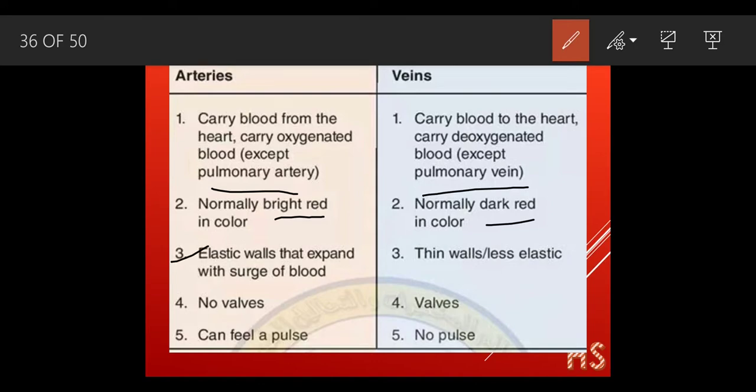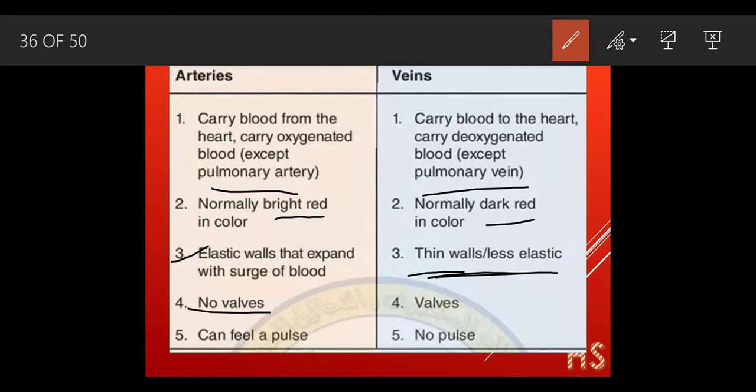Arteries have an elastic wall that expands with the surge of blood. The walls of the veins are thin. Why are they thin? Because they do not carry the oxygenated blood, and they do not have to transport it to the body. In fact, they have to bring the blood towards the heart.